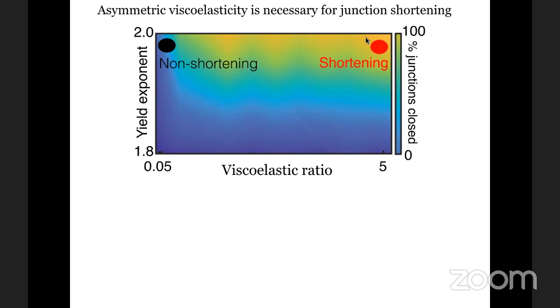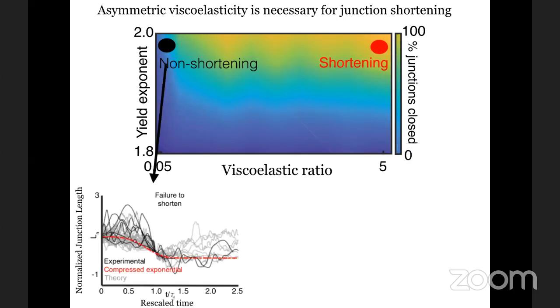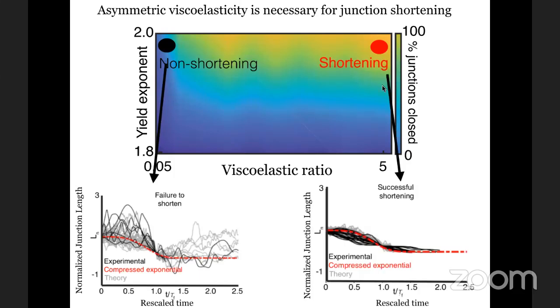while these yellow colors indicate that there's a high probability that these junctions will shorten effectively. So what we see from the theory is that when the viscoelastic ratio is symmetric for both the vertices, there's a high probability that the junctions will not shorten. While if the viscoelastic ratio is asymmetric and larger for the active vertex, we go to this regime of very high probability of junction shortening. So then we can recapitulate experimentally observed features of junction length behavior as a function of rescaled time.